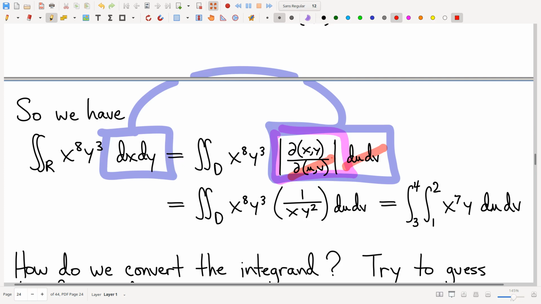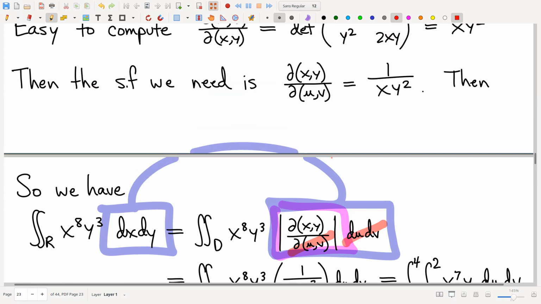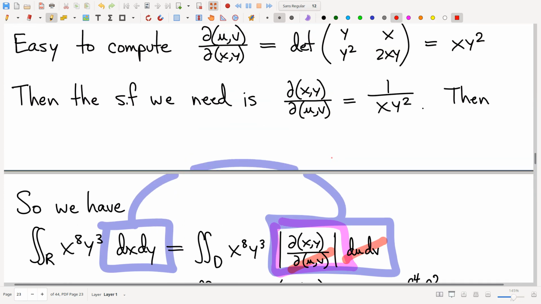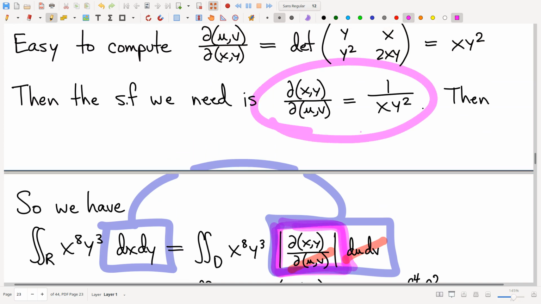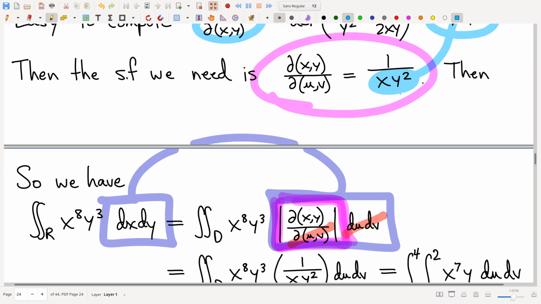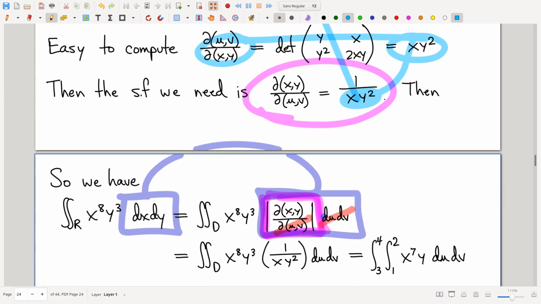Is that cool? And with that in mind, let's see here. So, I need partial xy, partial uv. It is the reciprocal of the partial uv, partial xy that we just computed. And thus my stretching factor is 1 over xy squared. What do you think? Everybody all right?